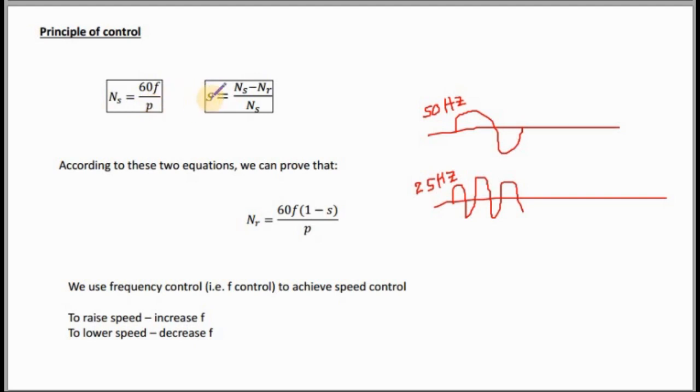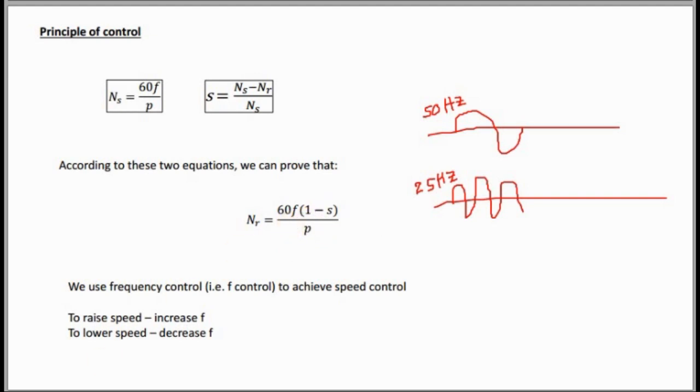This is slip. So it's NS minus NR, NR is rotor speed. NS, NR, all those are measured in RPM. So eliminating NS in this equation, we can prove that NR is equal to 60F into 1 minus S divided by P.